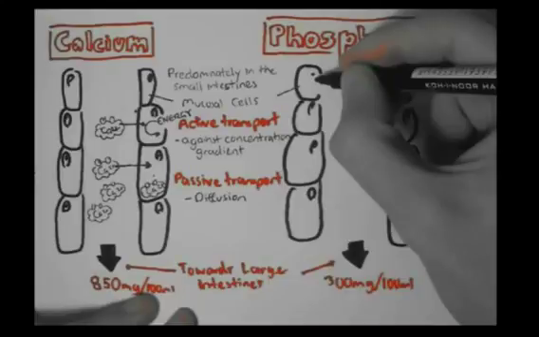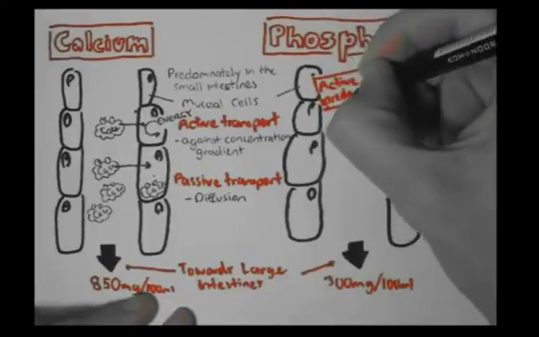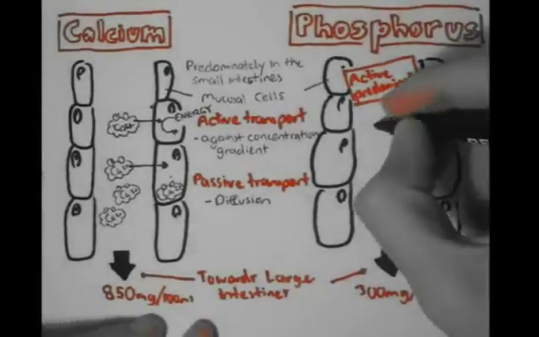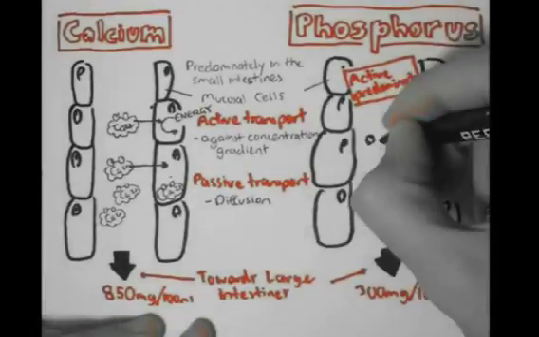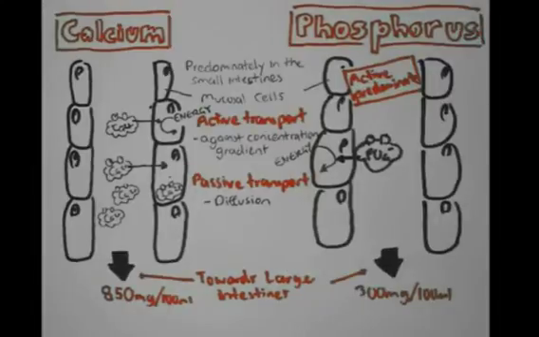Daily, about 300 milligrams per 100 ml of phosphorus is excreted as feces, and phosphorus is absorbed predominantly by the active transport. Again, what this means is that if phosphorus wants to get absorbed into the body, it requires energy.